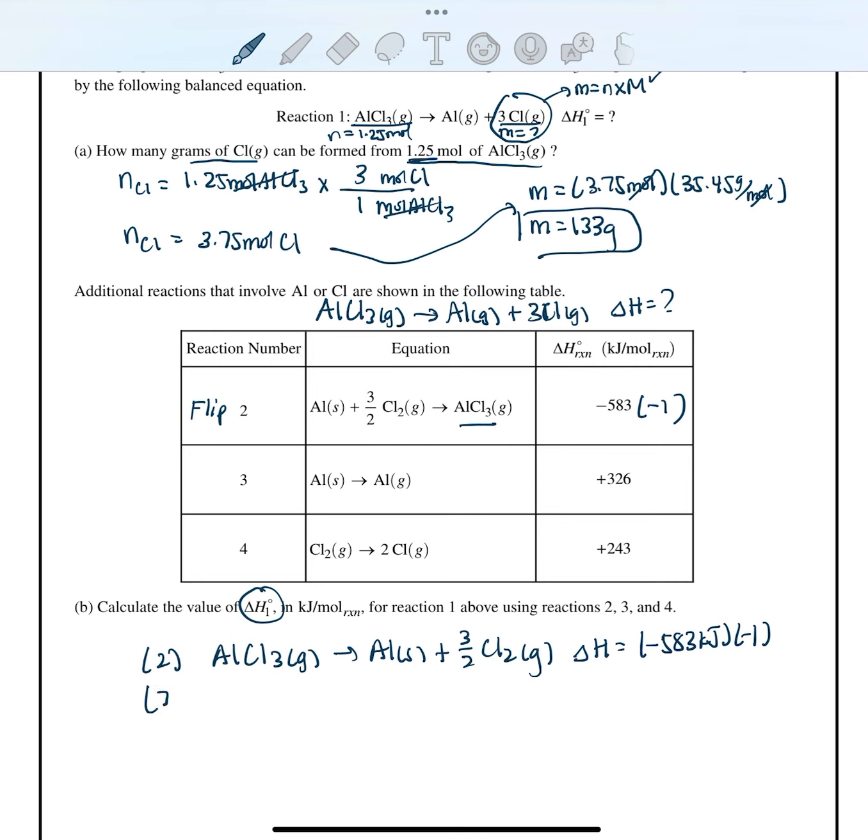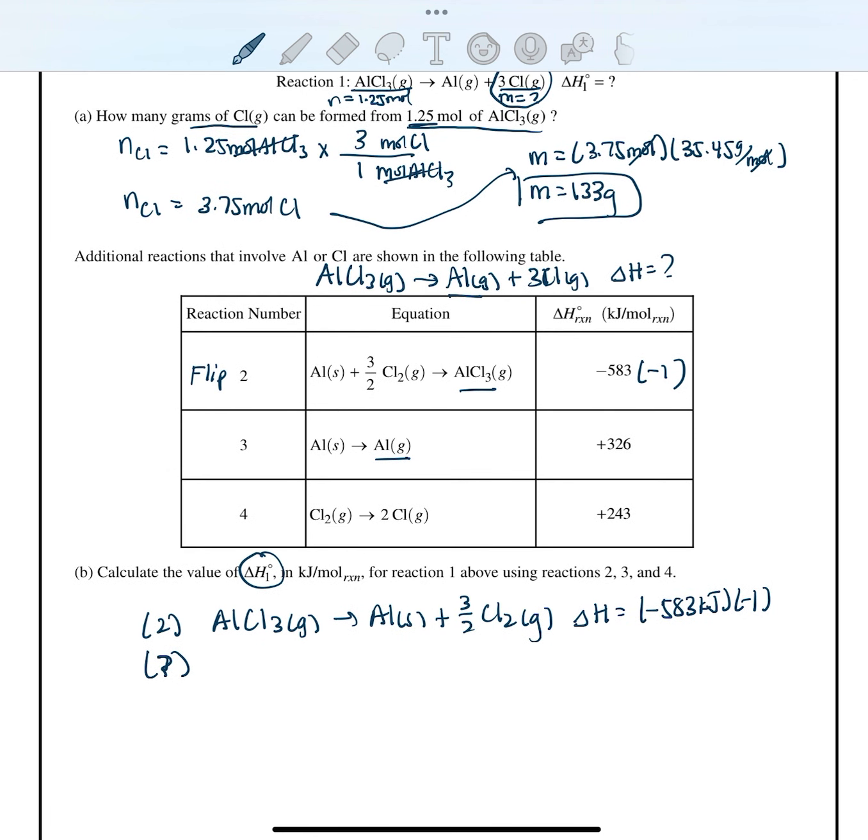Equation 3, I actually don't need to do anything, because notice the aluminum gas is a product here, and it's a product in my target above, so I can keep the equation exactly as it is. That will also help me cancel out the aluminum solid, which we don't want in our final equation because it's not in our target. By writing it down like this, I'll be able to cancel out the aluminum solid. The delta H for this one stays the same because we didn't do anything.